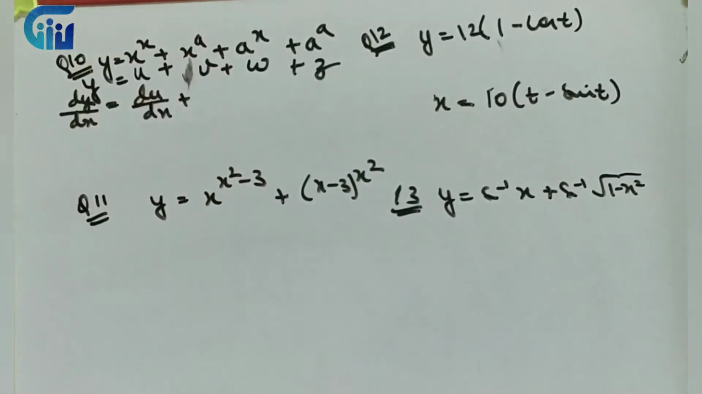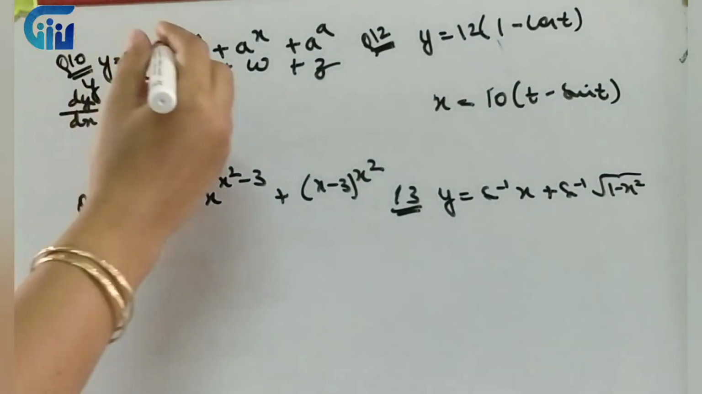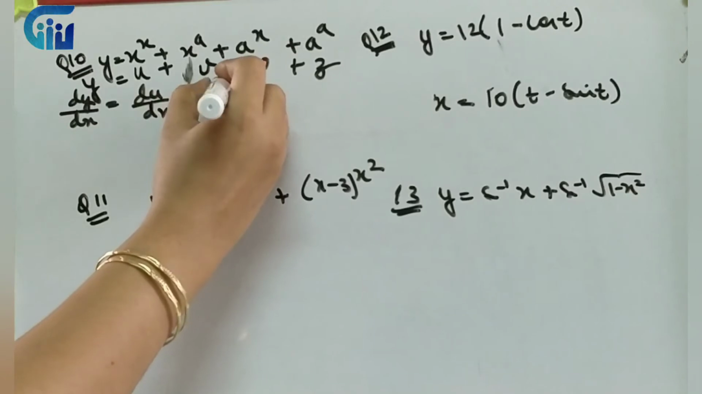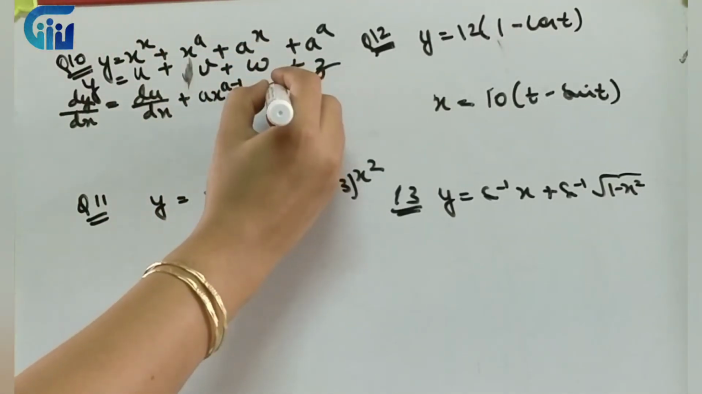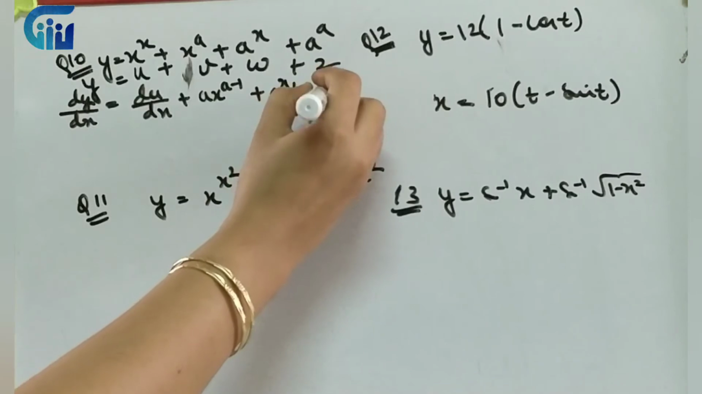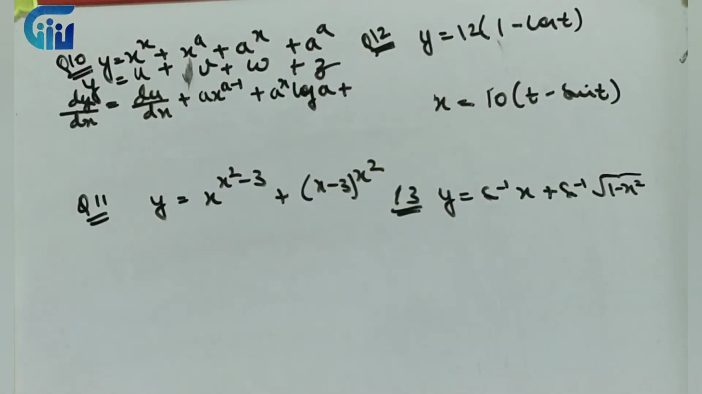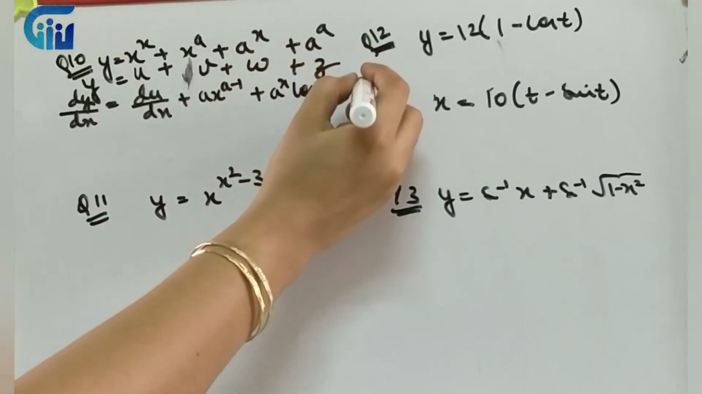So x to the power a, the power is a constant. So I know the derivative will be a x to the power a minus 1. Right? Observe carefully. Variable, the power is a constant. So we can apply the general formula. a to the power x, we did the formula. a to the power x log a, plus a to the power a. Constant to the power constant is a constant. So the derivative will be 0.